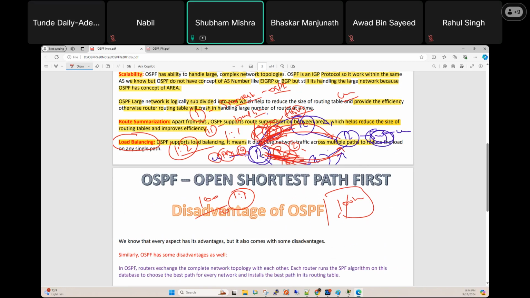Please remember this one. On all the routers, generally we are not performing load balancing. For example, if this router wants to reach this one, do you need load balancing? I don't think so. So please remember this one.